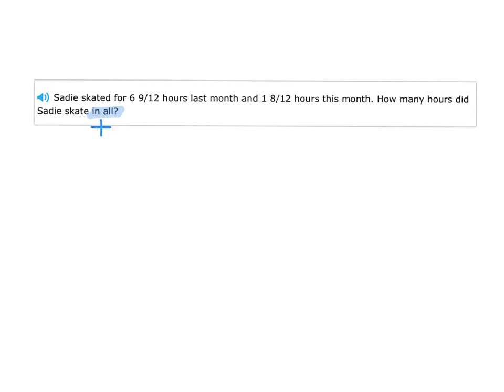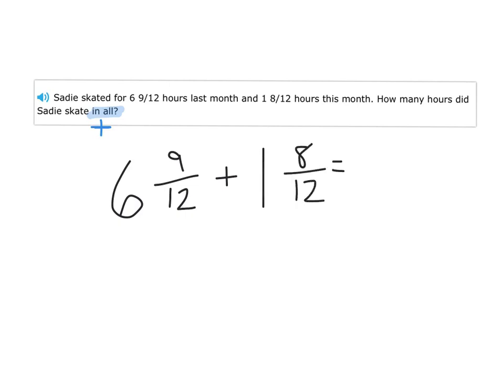So let's get Sadie's information down. 6 9/12 and 1 8/12. And we're going to add these two mixed numbers. Remember, please, we add the whole numbers first and the fractions next. So 9/12 and 8/12 is 17/12. Now here's where we have a little problem. We've got to do a little decomposing of this improper fraction, and as we decompose it, you'll see we'll get another whole number here.